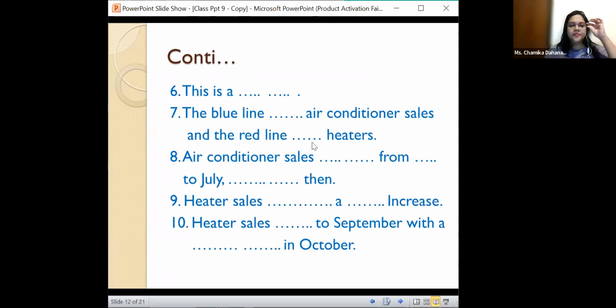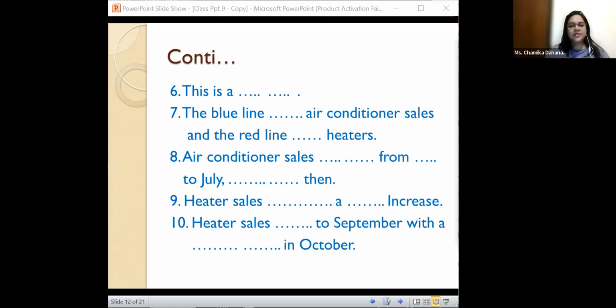Can some of you send some answers regarding six? Okay, this is a line graph. Very good. The blue line represents. Now, I said grammar has to be correct. What if you put represent? Is it correct? It's incorrect. So you can't give yourself a mark because it's singular, isn't it? Represents sales at the time, shows heaters, right?